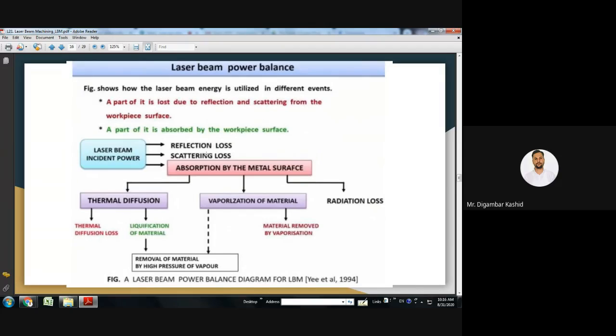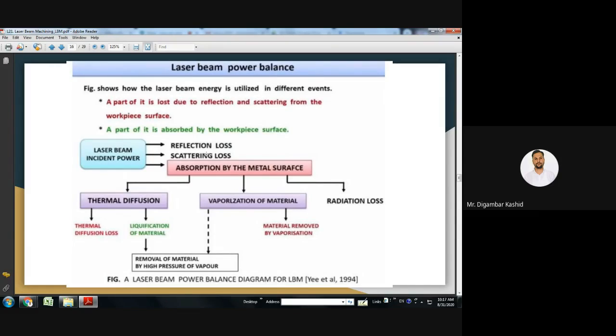Now here I have shown the laser beam power balance. You can see the figure, showing how the laser beam energy is utilized in different events, and how the power is distributed during laser beam machining. A part of the heat source is lost due to reflection and scattering, and some part is absorbed by the metal surface. Again, there will be radiation loss and thermal diffusion loss.